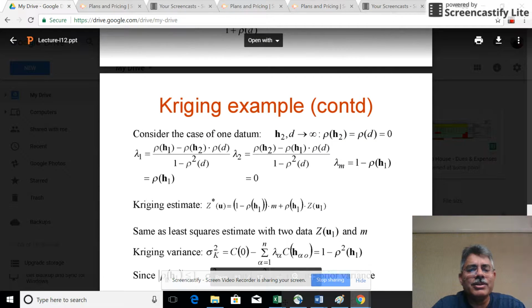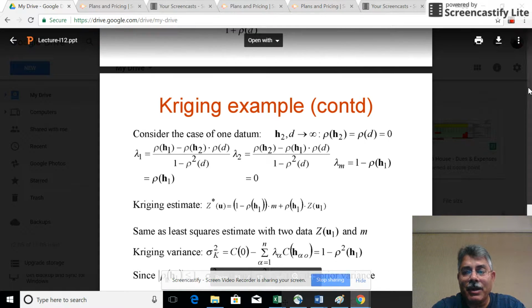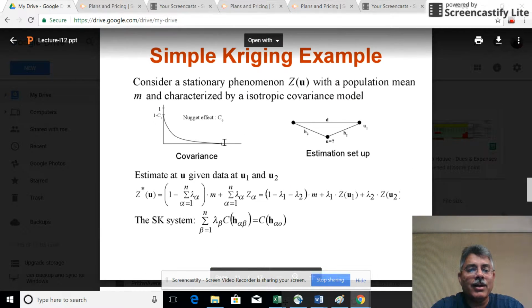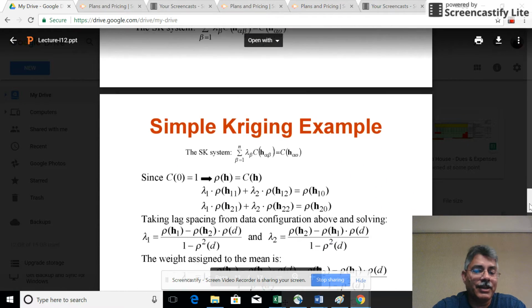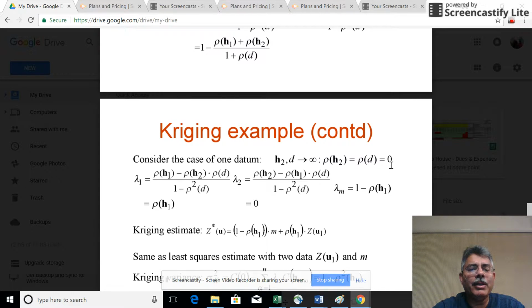So the first thing I'm going to do is move the second data point to infinity. So I'm pushing it to infinity. I made H2, the lag, the distance from that second data point to that estimation node, equal to infinity. If I move things to infinity, by this covariance model, when the distance increases to infinity, my covariance has gone to zero. The correlogram is going to be equal to zero. The relationship has completely disappeared because the distance has become too large. So rho h2 will be equal to rho d, which will be equal to zero.